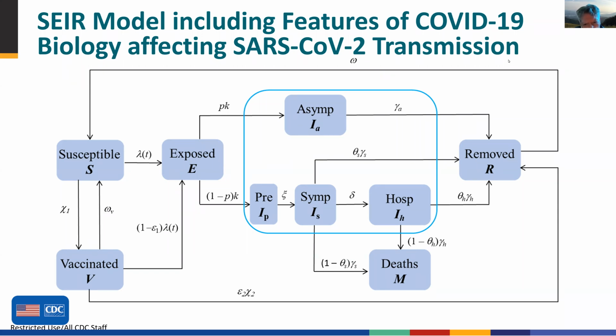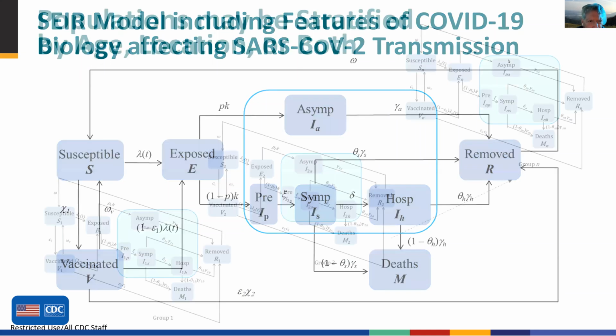In this model, immunity is not lifelong. There's a 2-dose vaccination program, and we treat people who have had 2 doses of vaccine, and we treat their immunity as similar to those who recovered from infection. There have been some recent studies that suggest that vaccine-induced immunity is even better than that, but I'm not sure I believe that.